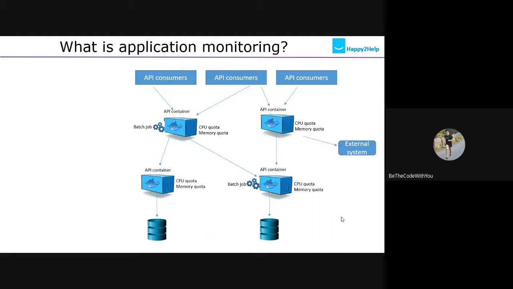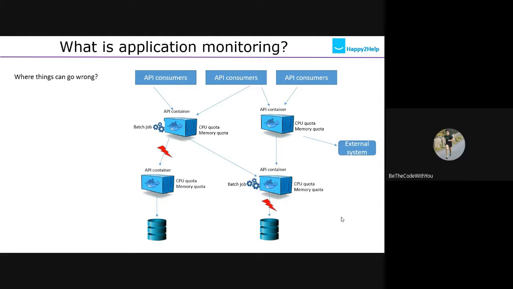If I look at this view, things can go wrong anywhere, I would say. You can have a break here, in the connectivity between this API container.